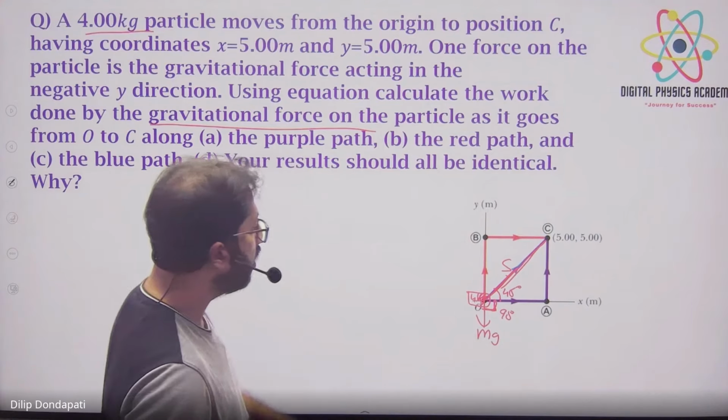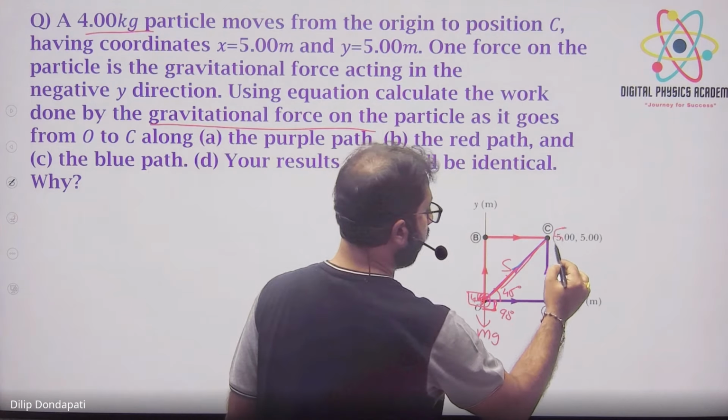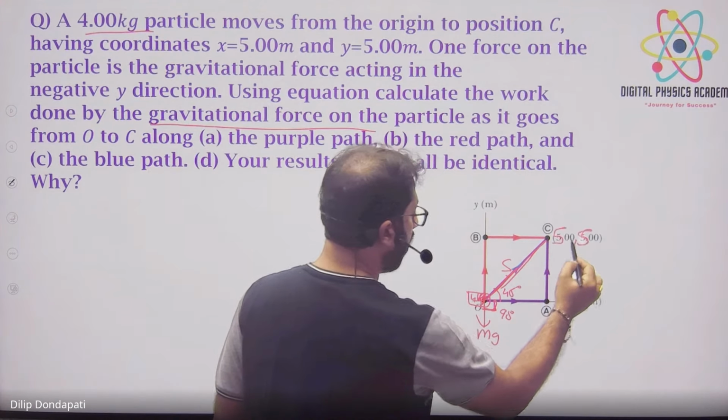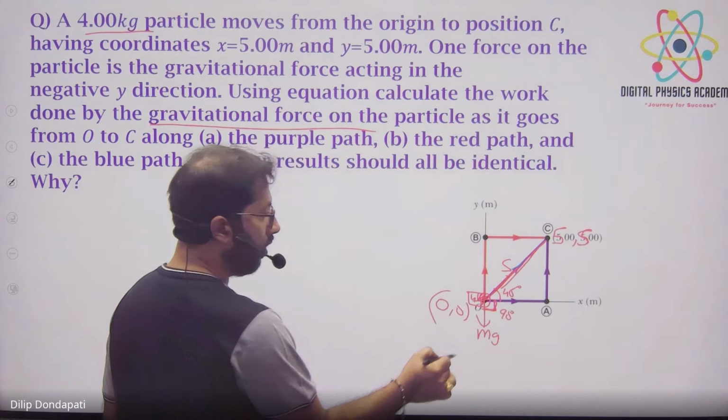Sir, I can't see the coordinates properly. Coordinates are 5, 5. This is origin. That's it. Do we coordinates?